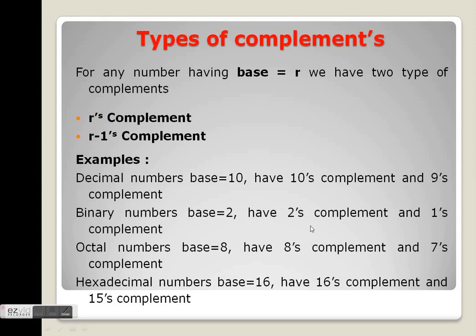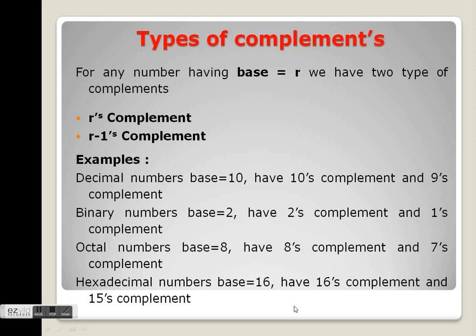Students, now let's discuss what are the various types of complements. For any number which has base equal to r, we have two types of complements, r's complement and r minus 1's complement. In the previous lectures, we have understood the various number systems. We have learned that there are four types of number systems that we use in computer. The first one is decimal, second one is binary, third one is octal, and the fourth one is hexadecimal. And the base values in these number systems are 10, 2, 8, and 16 respectively.